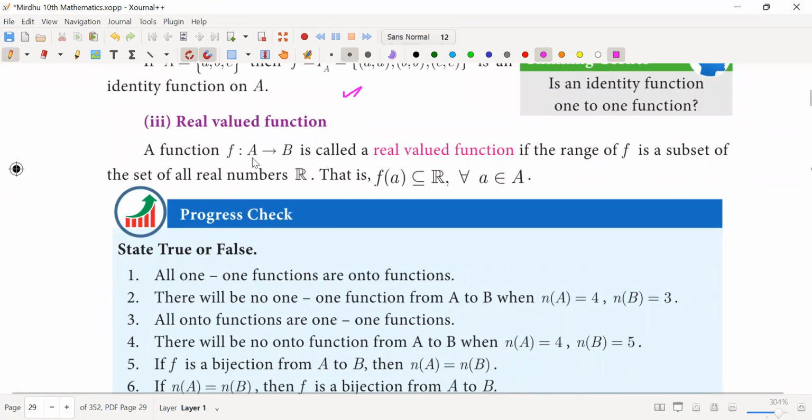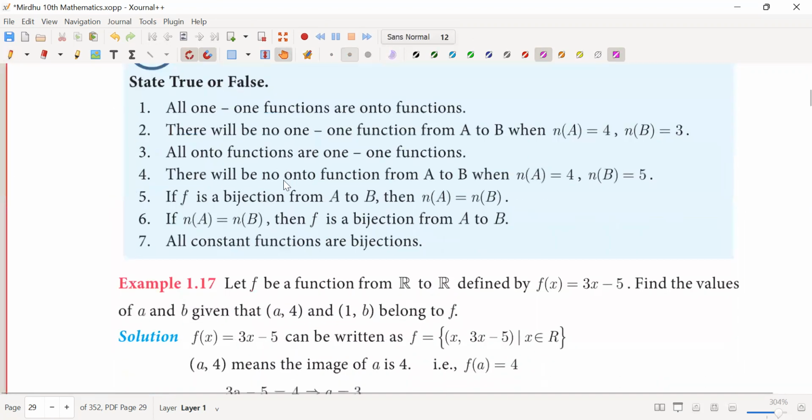Okay, what is a real valued function? A function f from A to B is called a real valued function if the range is a subset of the set of all real numbers. All real numbers. It may be 1, 2, it may be minus 100, plus 1 lakh, all real numbers. So it is a continuous function. 1.1, 1.2, 1.001, all the numbers would be there. Then it is a real valued function.